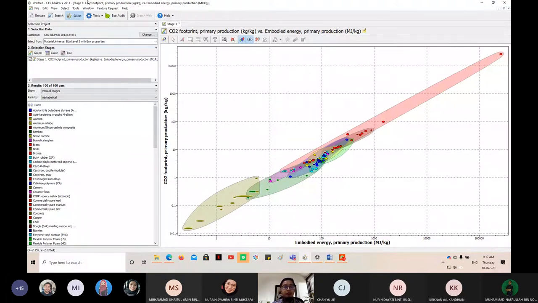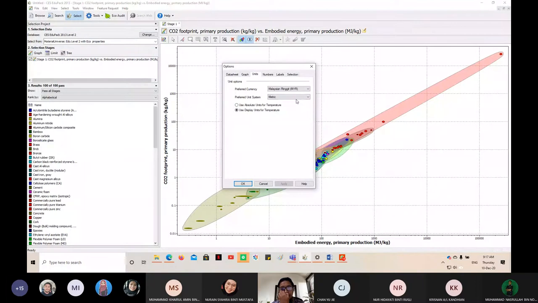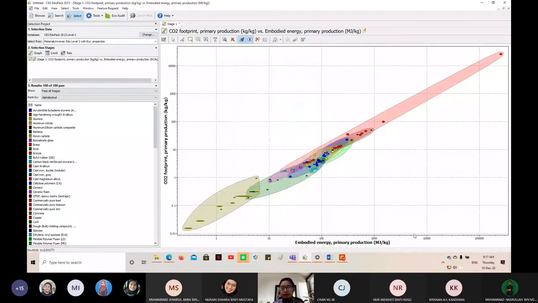If you don't get this unit, you just have to edit in the options and then change units here. Use metric or SI units, otherwise you might get pounds or something else. You can change it there. So this is defined as how much energy is needed to get 1 kilogram of the material. The highest here is gold. Gold needs the highest amount of energy to extract 1 kilogram of the material.